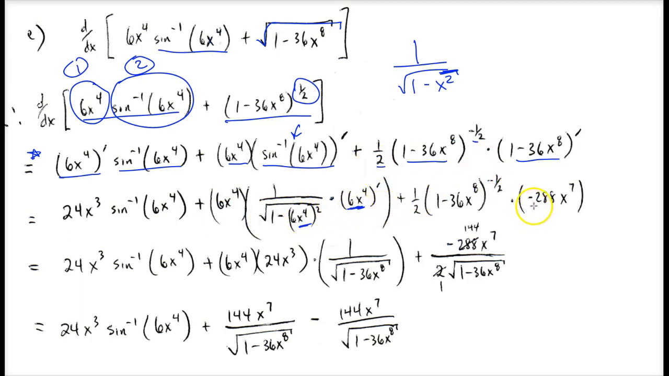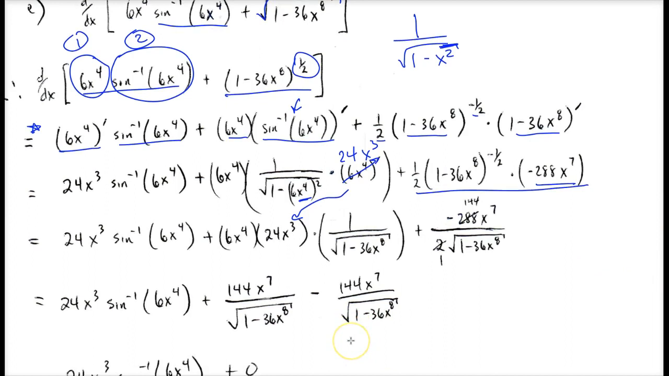For this third term, of course, we just need to take the derivative of 1 minus 36x raised to the 8. And we see that using the power rule, we end up getting a negative 288x raised to the 7th. And then from that point, all we need to do is take the derivative of 6x raised to the 4, which we've already done. And that ends up being 24x cubed. And of course, you see that right here. And then I'm simplifying what I can at this point for this term. And then from there, it's just a matter of trying to rewrite everything to make it look nice.